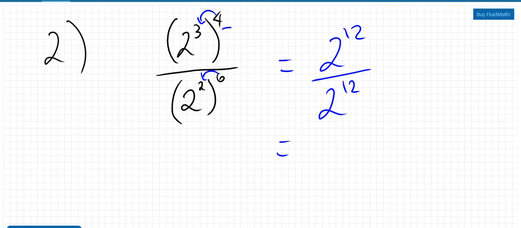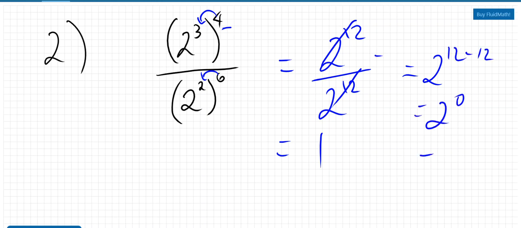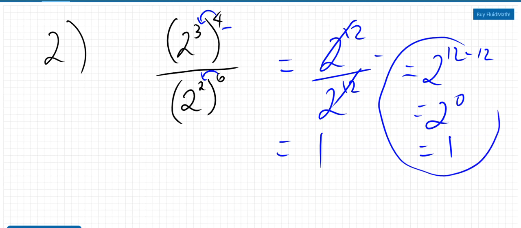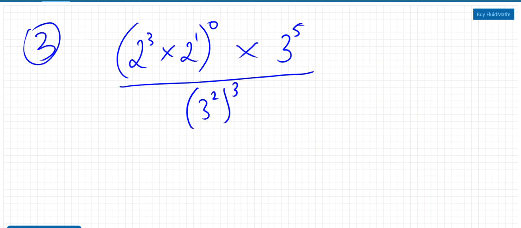Now I can see I have the same thing on top and bottom. So I can just cancel out and the whole thing is going to be 1. If I wanted to use the index law, well, I would have my base 2. 12 take away 12 leaves me with 0, which then 2 to the power of 0 is 1. So either way is correct, but I guess we are using the index laws, so we could have used that one in our answer. Okay, so this can be our last one for this session.